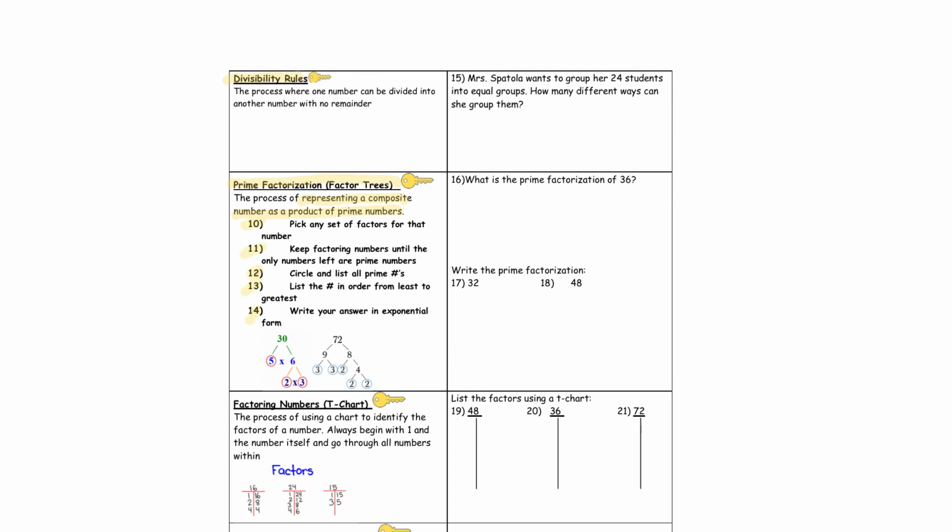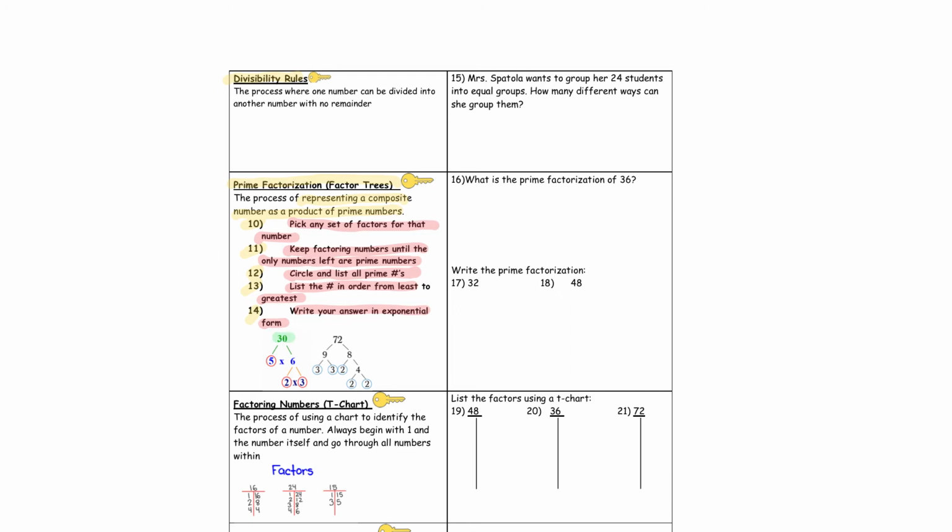These are the steps. The first thing you want to do is pick any set of factors for that number, which means what two numbers multiply out to the first number. Keep factoring the numbers until the only numbers left are prime numbers. Circle and list all the prime numbers, list them in order from least to greatest, and write your answer in exponential form or exponent form. Again, let's take a look at a quick example.